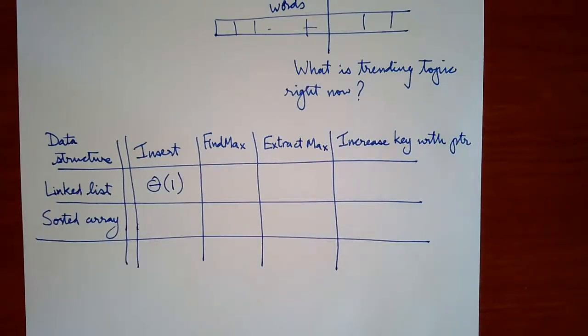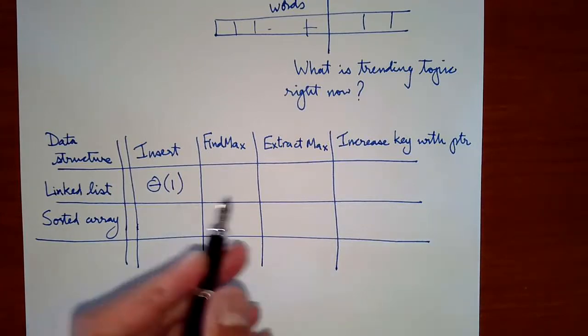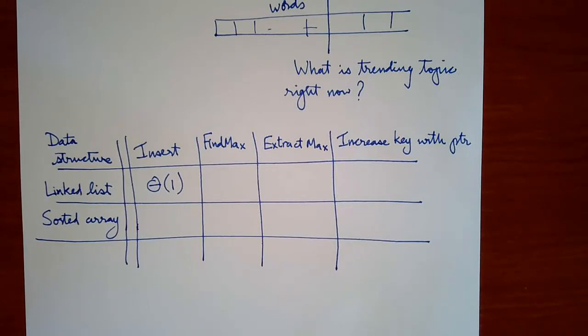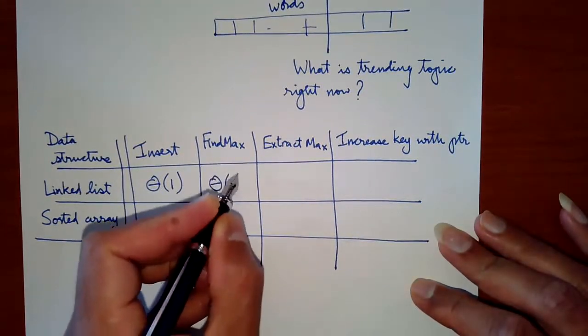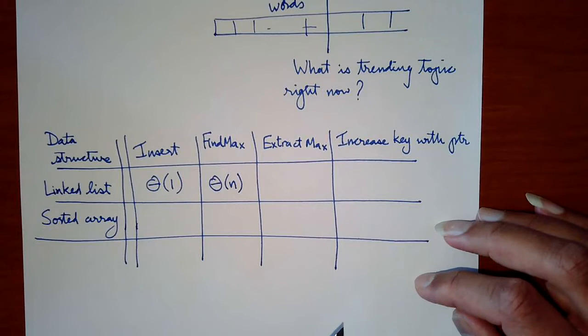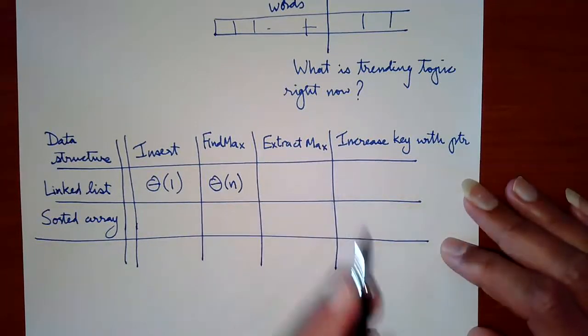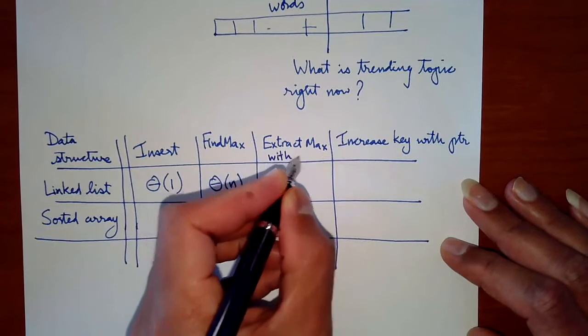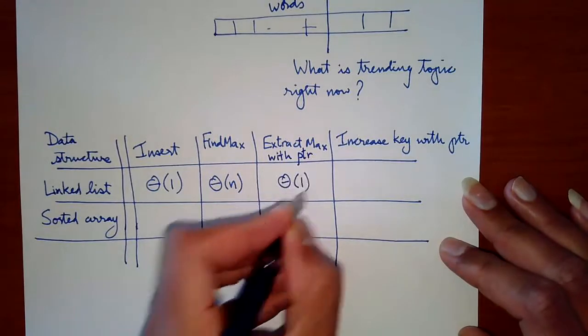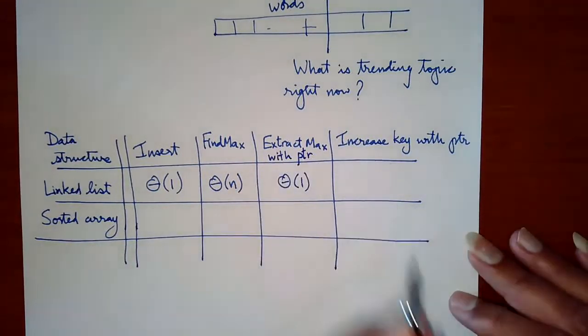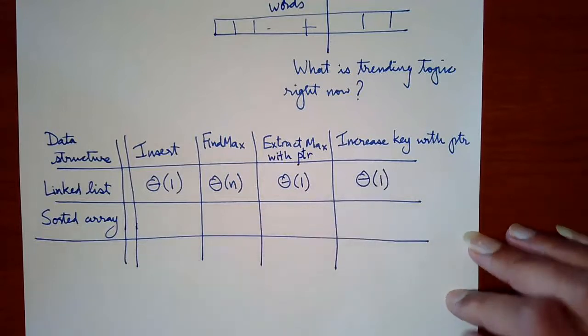But how long does it take to find the maximum? Right? How long would it take to find the maximum? Right? So to find the maximum, you can just do one pass over the linked list. That will give you theta of n. Now, let's say how long will it take to extract the maximum with a pointer? Suppose you have a pointer to the maximum, then deleting the maximum is going to be theta of 1 with appropriate pointers. And increase key is also theta of 1.